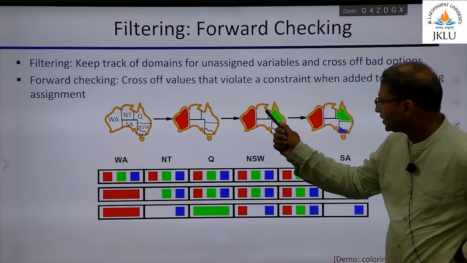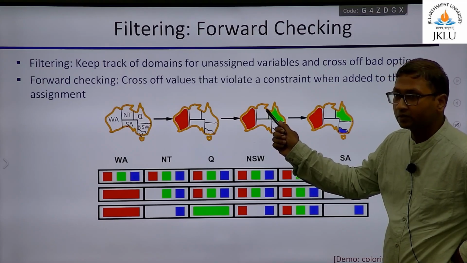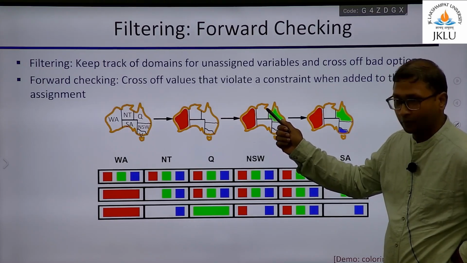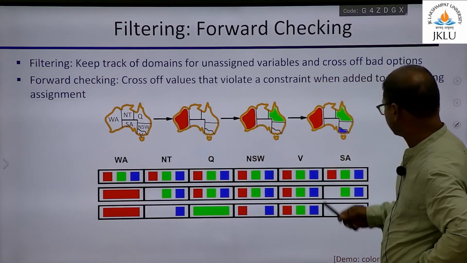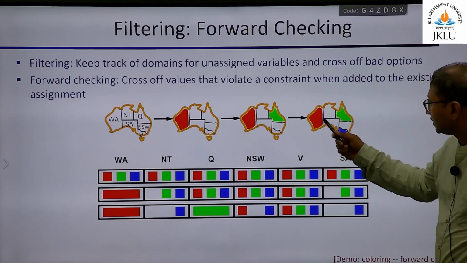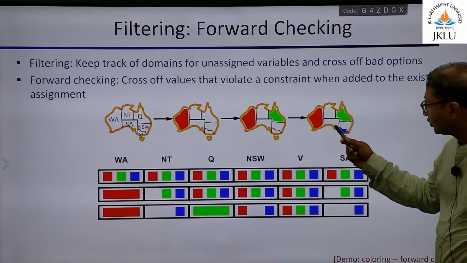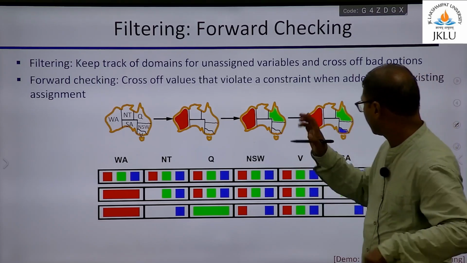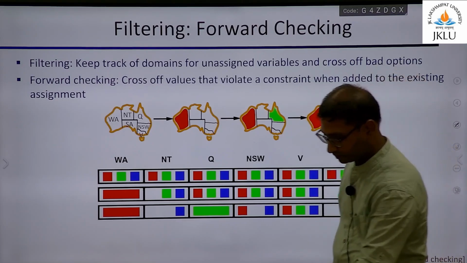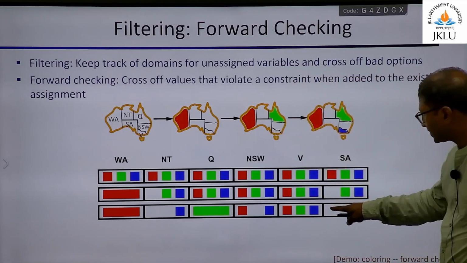Right? So if you see, this guy is left with only blue. Okay? NT is left with only blue. SA is neighbor of both, so is left with only blue, and so on. All right? Let us understand this last one.